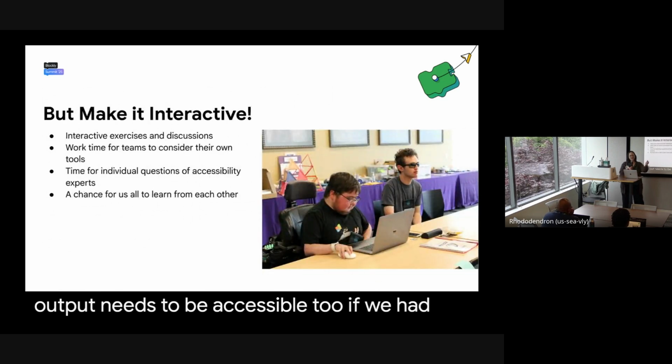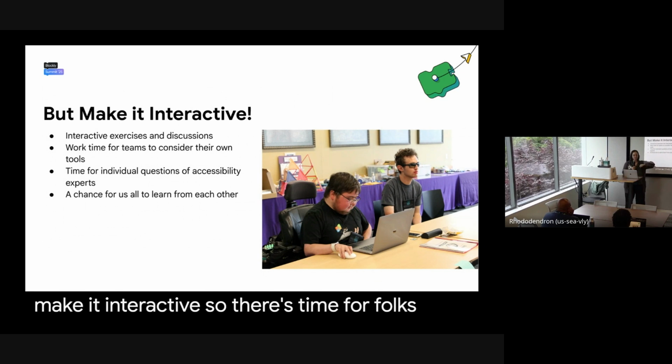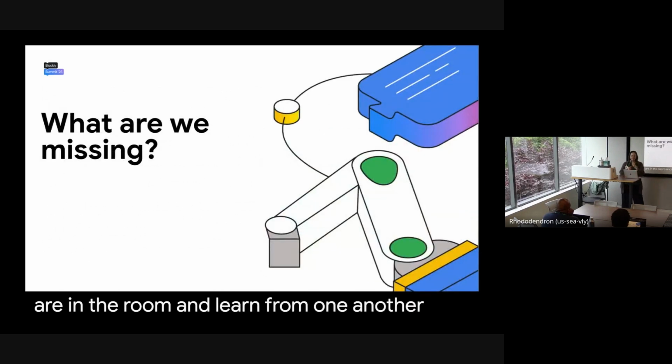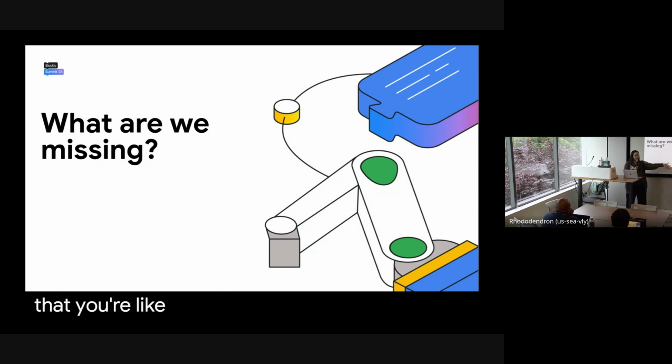If we had time, I was going to ask for questions. We're going to make it interactive, so there's time for folks to do exercises and discussion, consider their own tools, and really just chat with the experts that are in the room and learn from one another. I was going to have a whole discussion with you about what we're missing, but if you have things that you think, you didn't have this on this list and that's what you should be talking about, please convey to me and tell me. I always appreciate that input.